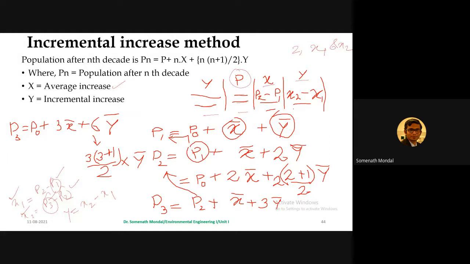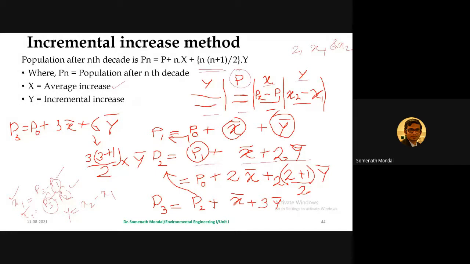Total population can be calculated as P1 equals P0 plus x bar plus y bar, and P2 equals P1 plus x bar plus 2 into y bar, as per this formula. Now P3 will be P2 plus x bar plus 3y. P2 again we can write like this. This is the entire process of how we are going to get this.